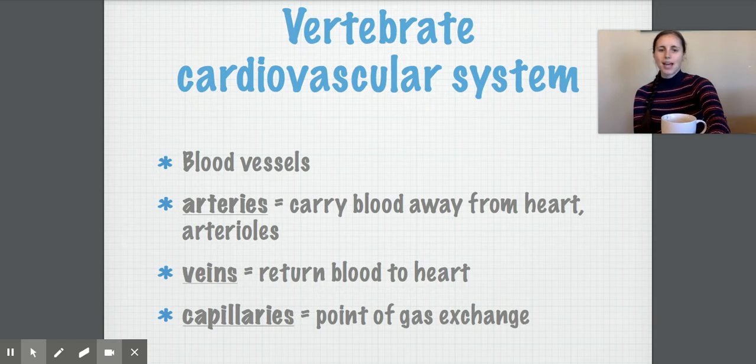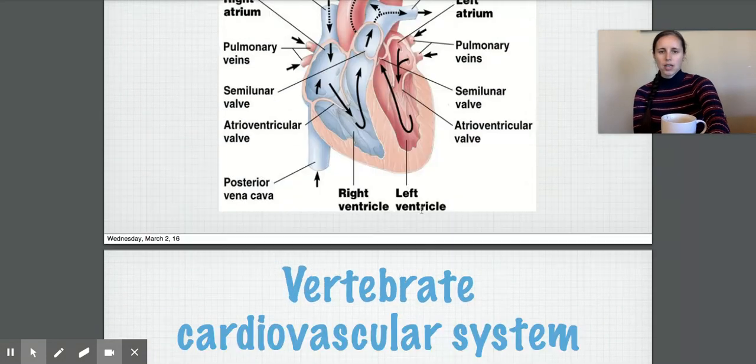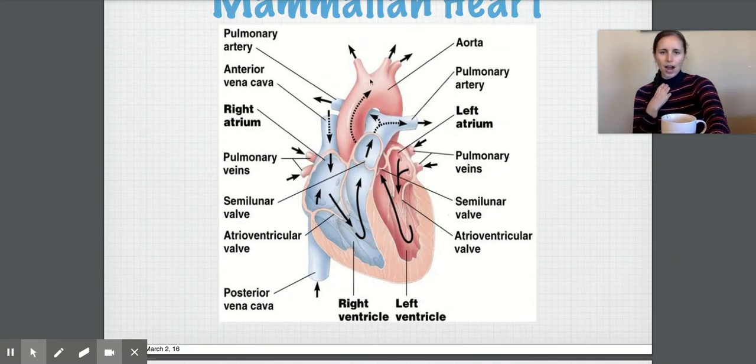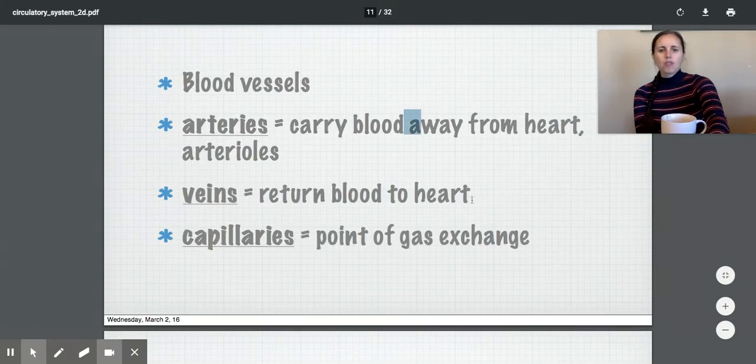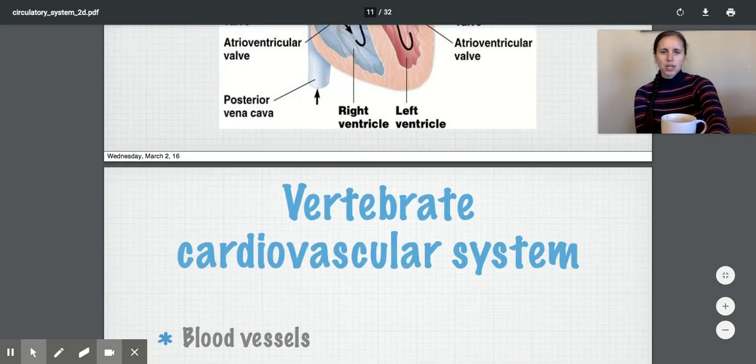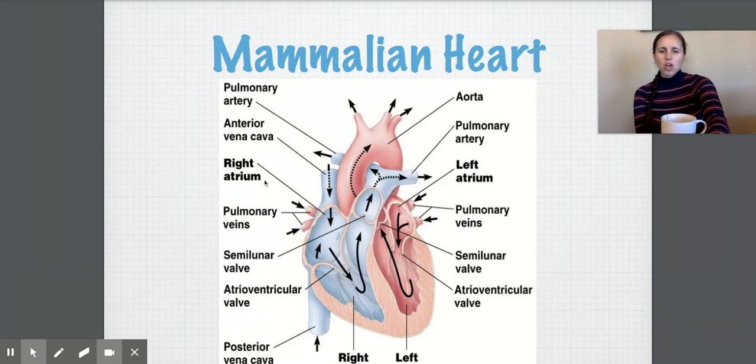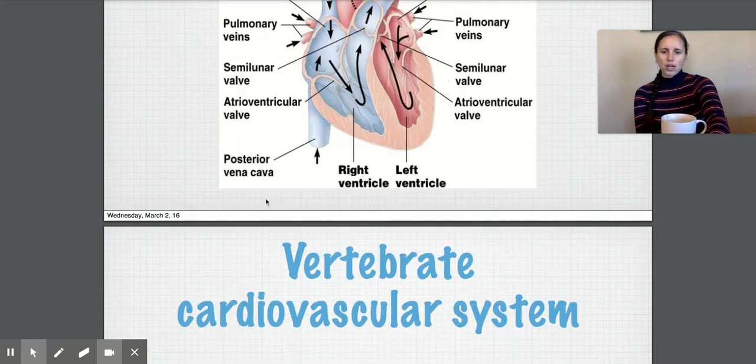Arteries help to carry blood away from the heart. So arteries carry blood away from the heart. So for example, we have our artery here, our aorta, taking it to the body. We also have our artery here, our pulmonary artery, that's taking it to the lungs. We've got our veins here. Our veins return blood back to the heart. So if you look back on this diagram, our veins are what's feeding into our atria. We have our pulmonary veins here, and then we also have the anterior vena cava. That's all feeding veins back into your atria.